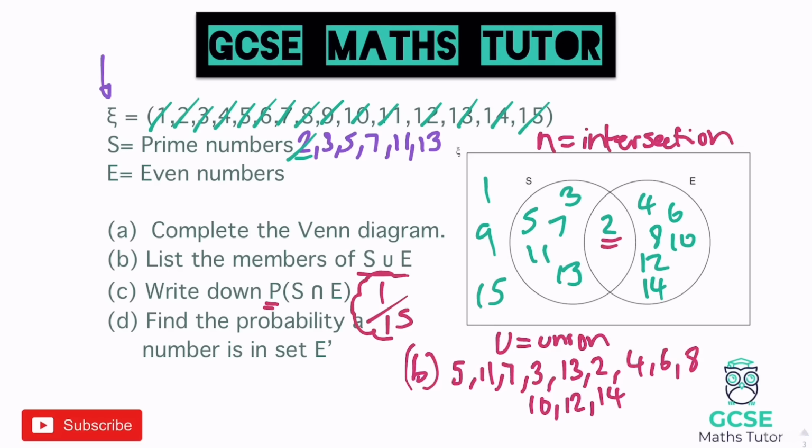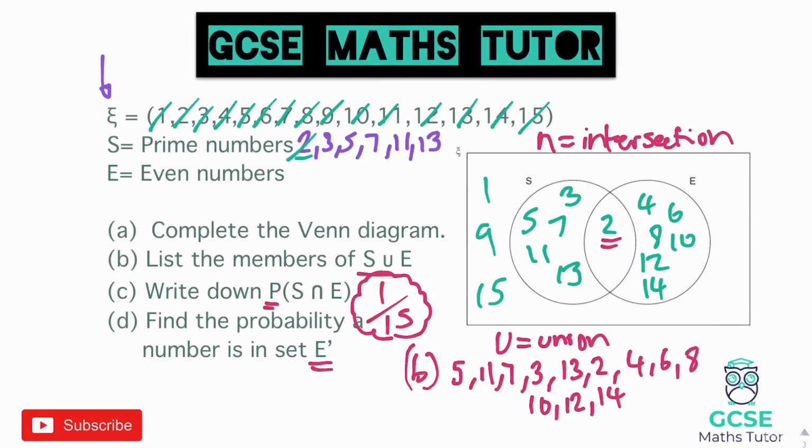So the probability there would be 1 out of 15 for part C. Again, it could say S union E, and we've got to count all the numbers in the union. Let's have a look, there's 3, 6, 9, 12 numbers there, so that would be 12 out of 15.